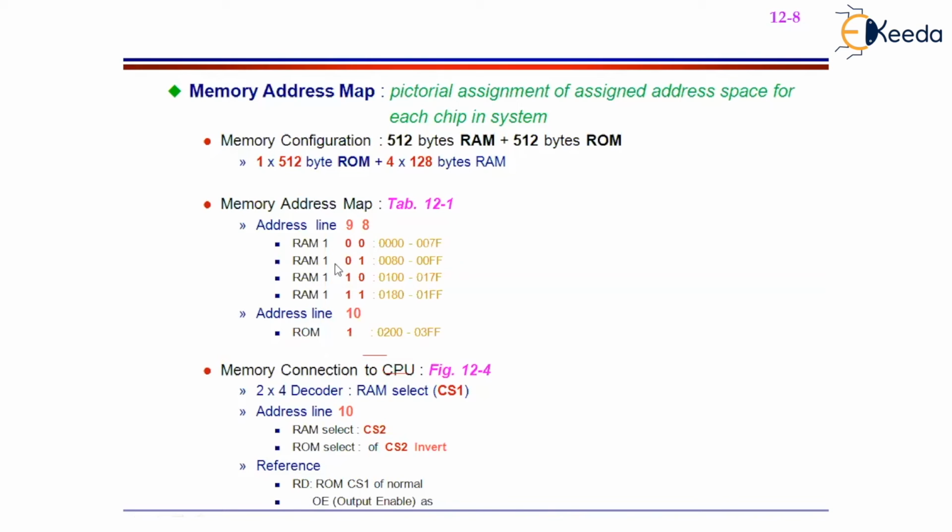Here it has to be RAM 1, 2, 3, 4. The PPT is slightly different or wrong. Okay, but when it comes to the 10th bit, if the 10th bit is equal to 1 in the address line, then that address will fall under ROM. Okay, so this concept is also called memory interleaving. What is memory interleaving?